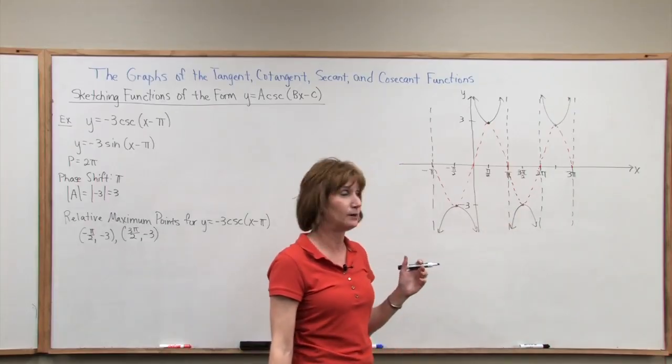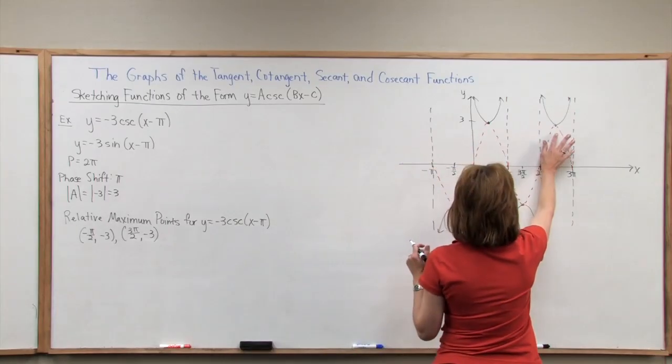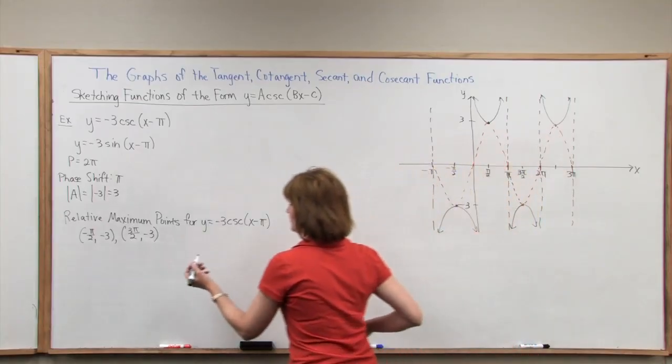Now, what are the relative minimum points? For these 2 cycles, there are 2 relative minimum points. Let's go ahead and list those.